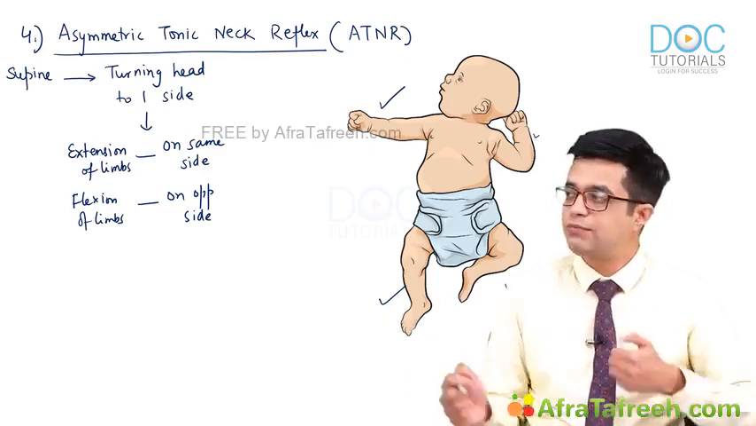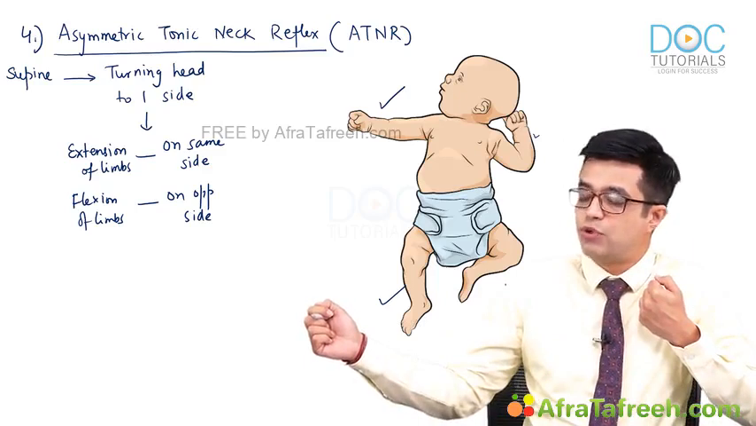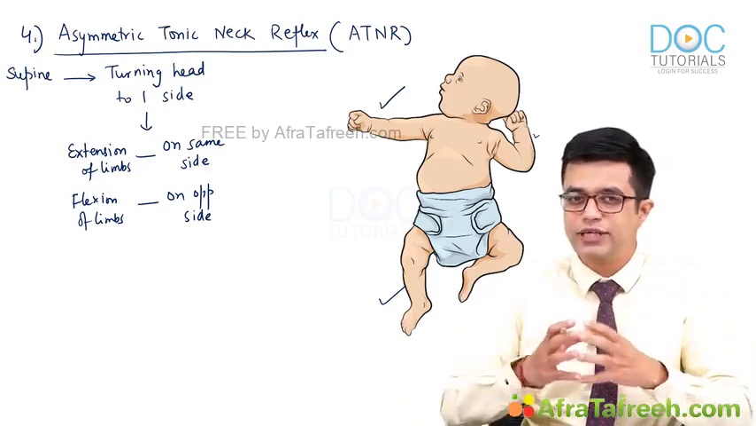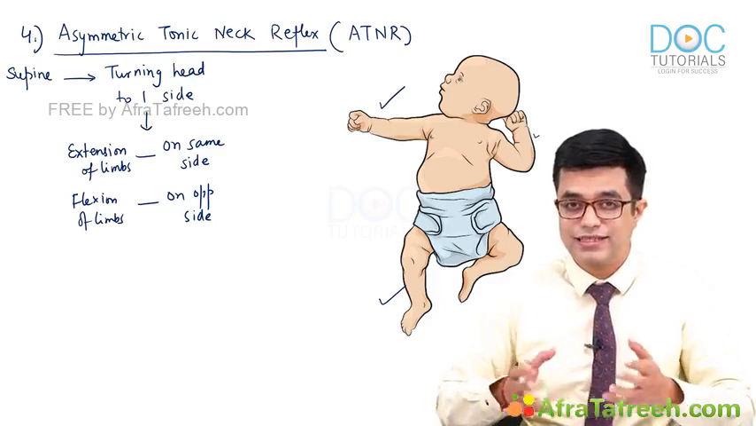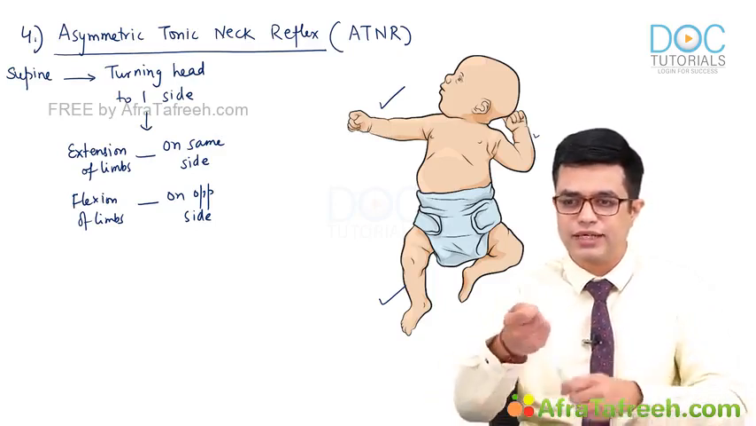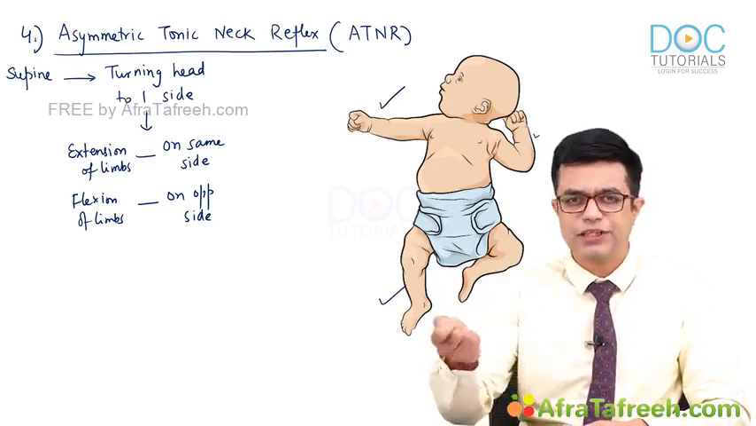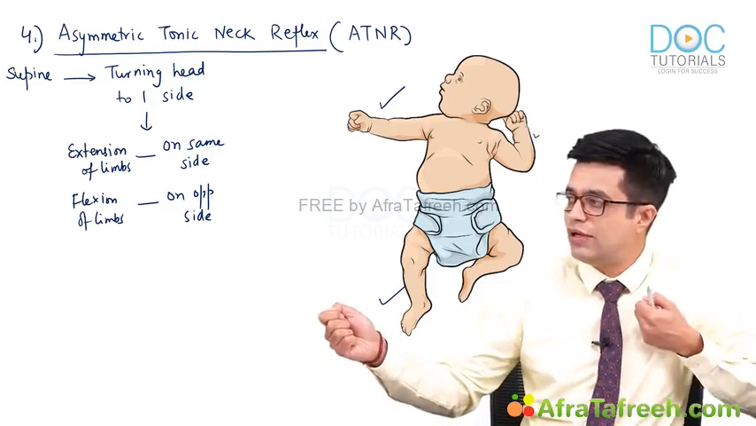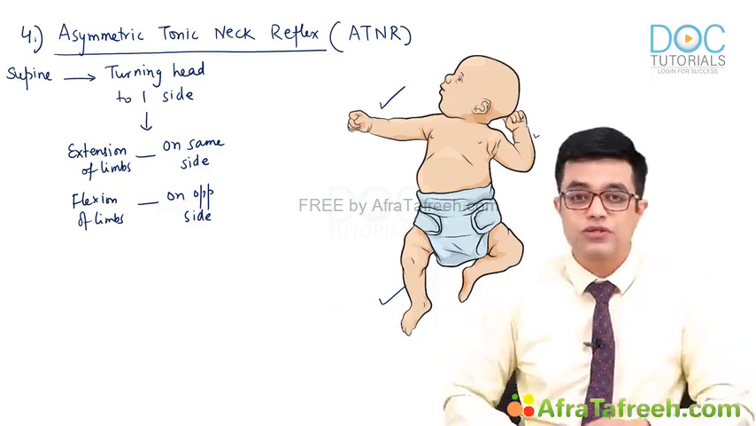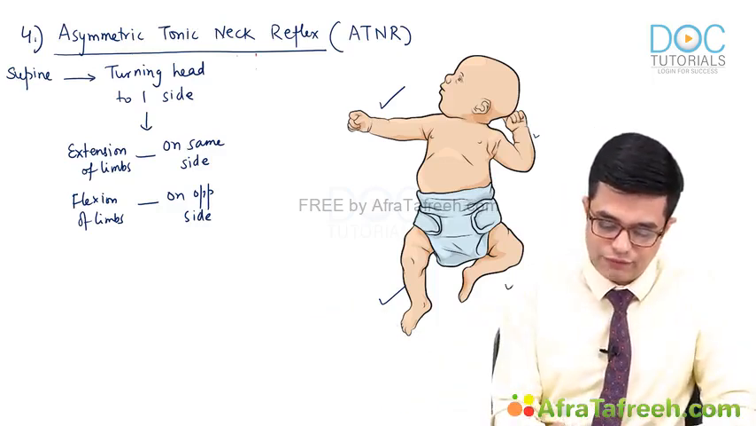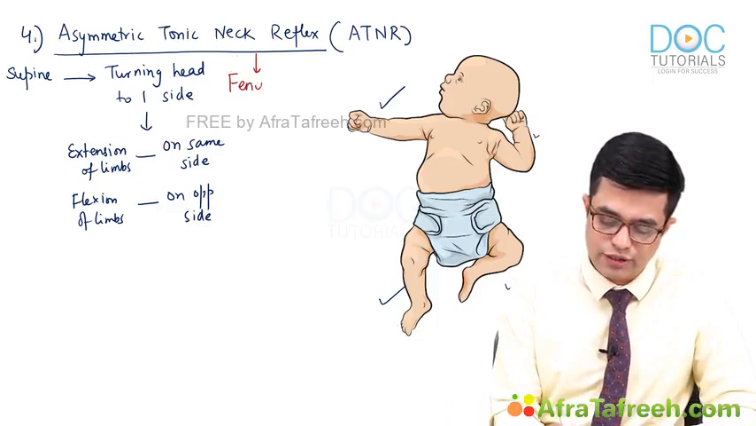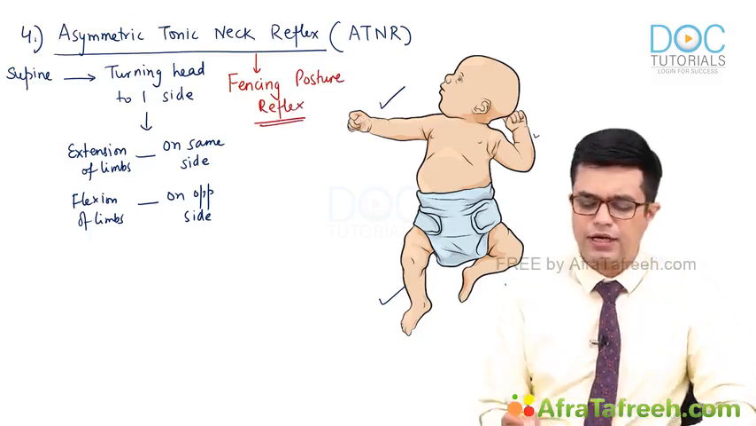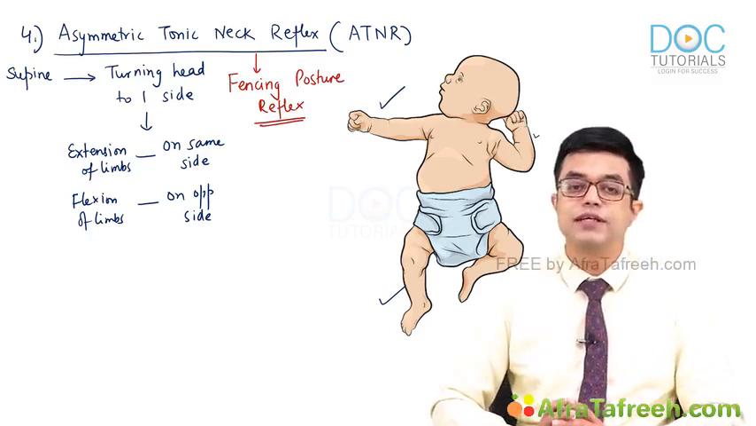Such a type of posture is also attained in a sporting event called fencing. You know, fencing is a sporting event where they wear white clothes and they have those thin swords with which they fight. When they have to begin the fight, they always take a posture like this. So the alternative name of this reflex is fencing posture reflex. Many times an MCQ may be repeated, but they will change the name. It is a common name, not a scientific name, but this reflex is also called fencing posture reflex.